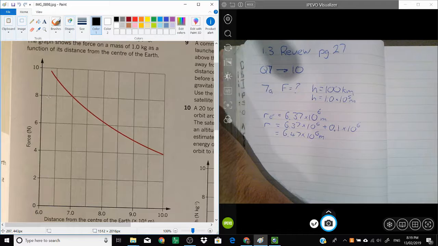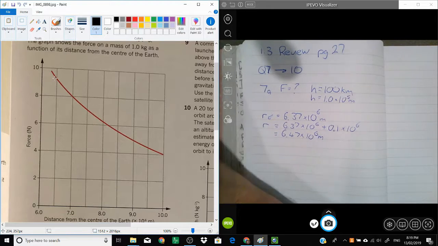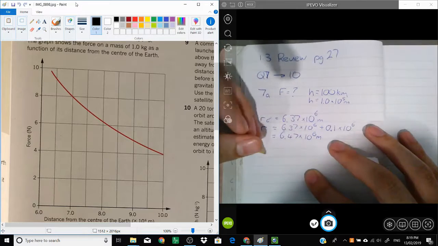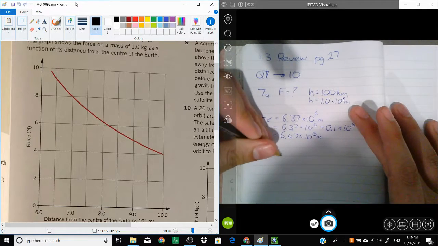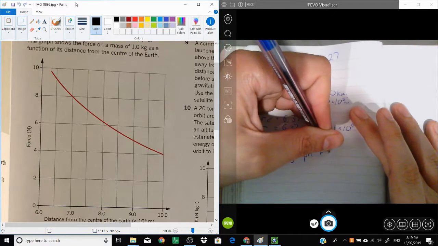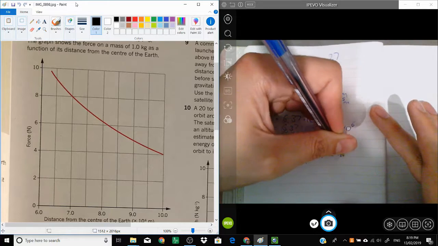Because we've only got these lines here, where this is 8 and this is 10, the highest resolution we can judge is when something's in the middle between these two lines. So the highest resolution is just 1 Newton. The closest we can get to approximating this is 9. So using the graph, F approximately equals 9 newtons.